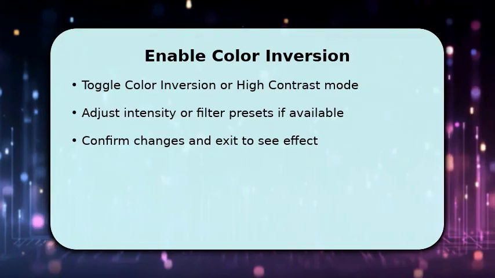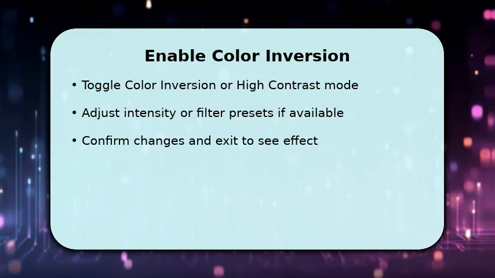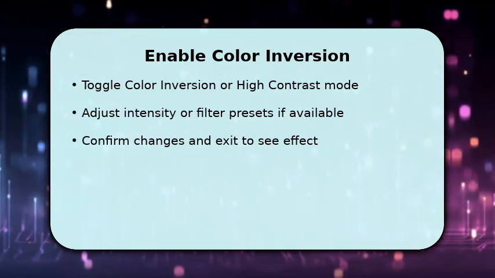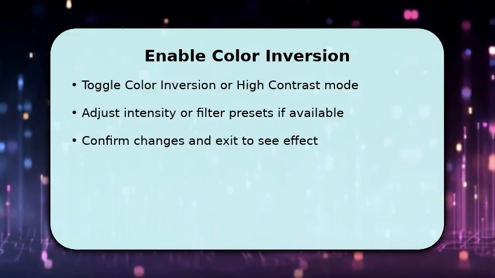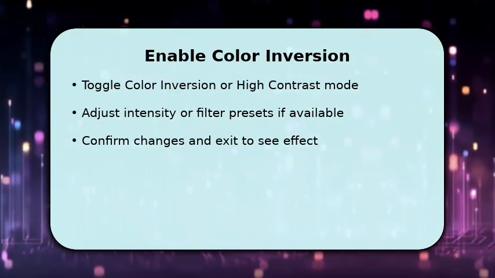Press the toggle to turn it on, because this instantly swaps UI colors to improve visibility. Once enabled, explore any intensity sliders or filter presets to fine-tune contrast and reduce washed-out images. This preserves game readability while keeping HUD elements clear.